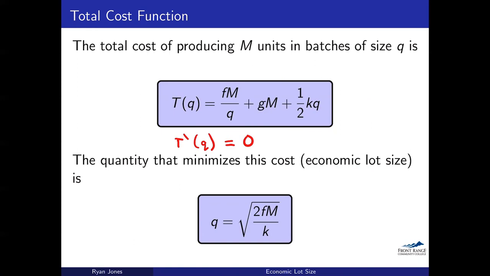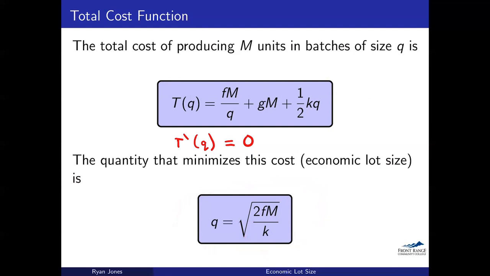And when we do that, if we solve for Q, that's going to give us the square root of 2FM over K. And so that right there, this Q, remember, Q is the number of units per batch. It's just given by the square root of 2 multiplied by the fixed cost, multiplied by the number of units produced annually, divided by the cost of storing one unit for a year. And there we go. That's our economic lot size. That's our value. We now know how many we should produce per batch.